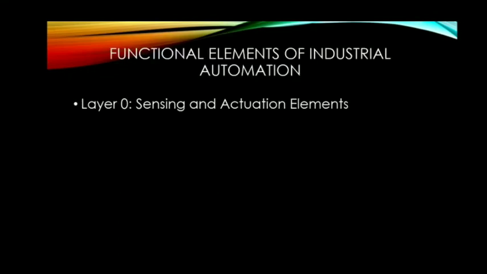Functional elements of industrial automation. An industrial automation system consists of numerous elements that perform a variety of functions related to instrumentation, control, supervision and operations management related to the industrial process. These elements may also communicate with one another to exchange information necessary for overall coordination and optimized operation of the plant or factory or process.